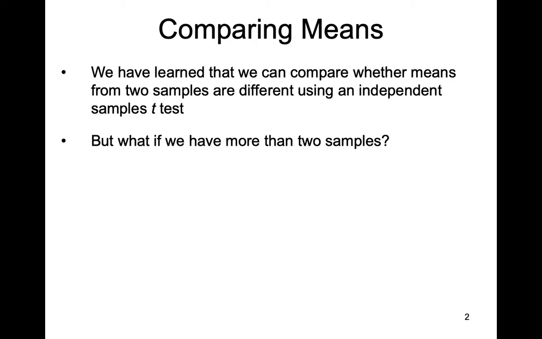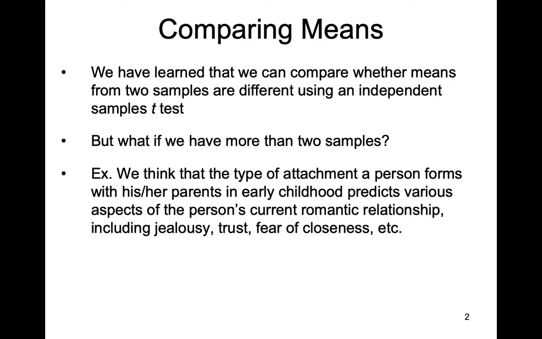Indeed, there are many situations where researchers want to be able to test whether means from more than just two samples are different from one another. As just one example, and one that I will carry through this lecture, what if we think that the type of attachment a person forms with his or her parents in early childhood predicts various aspects of that person's current romantic relationship, including their experience of jealousy, their ability to trust their partner, having a fear of closeness, etc.